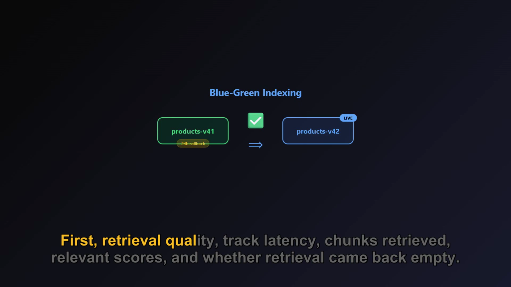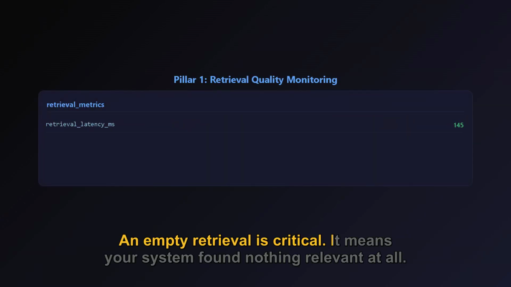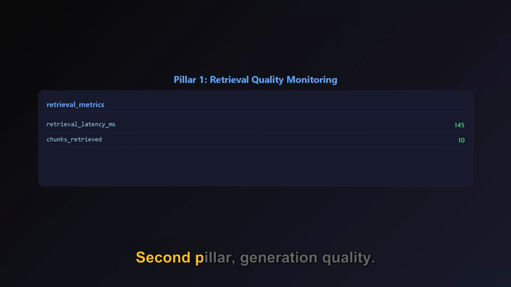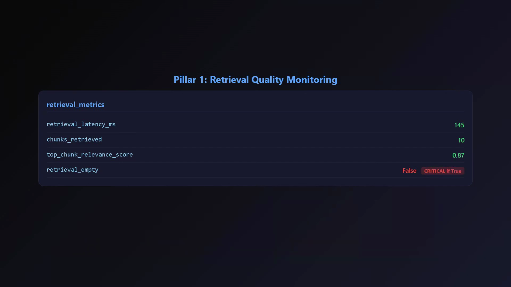First, retrieval quality: track latency, chunks retrieved, relevance scores, and whether retrieval came back empty. An empty retrieval is critical. It means your system found nothing relevant at all. Second pillar, generation quality. Monitor token usage, whether answers contain citations, if guardrails triggered, and generation latency.